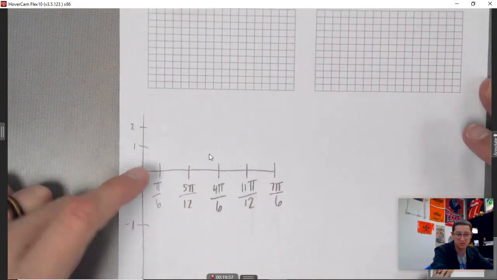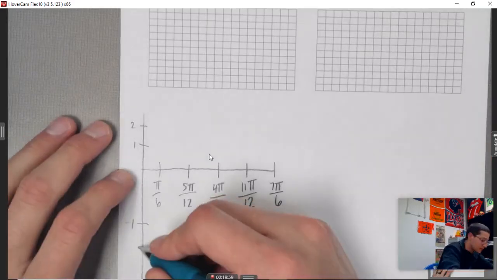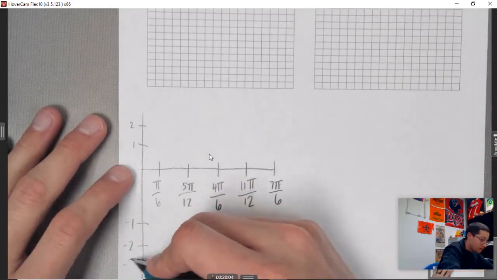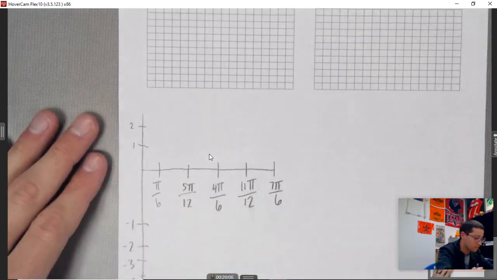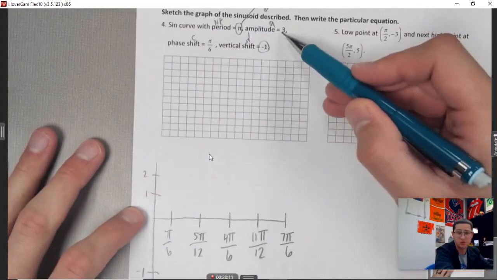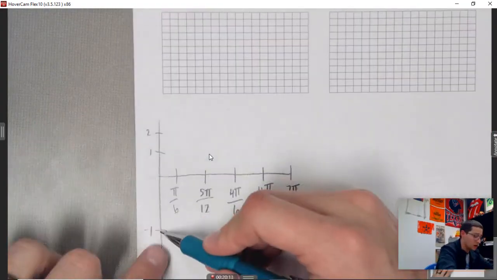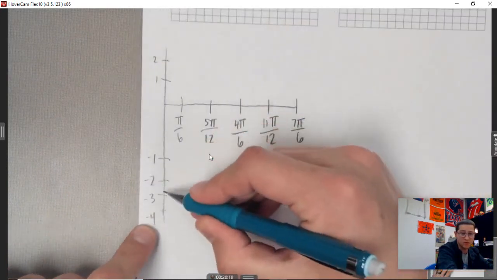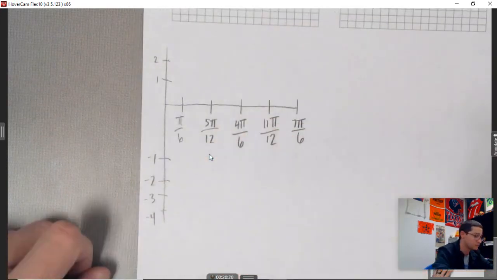Got a lot of space there, but whatever. Okay, and then -2, -3, down to -4, right? Because the baseline is -1, but it's an amplitude of 3, so it's going to be going up 1, 2, 3, but also down 1, 2, 3 from that -1.